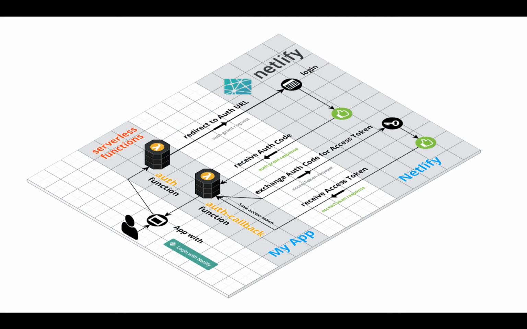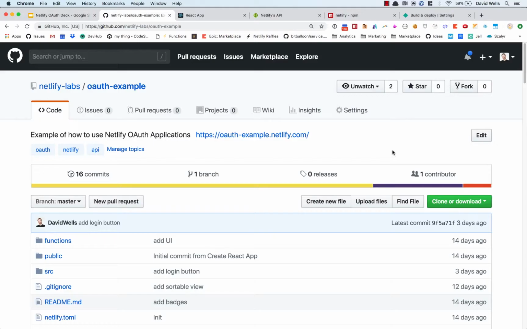This does look pretty complicated, but when we look at our code, we'll see that we just have two functions in our regular Netlify site, and that's pretty much it. And we'll go through setting up the actual OAuth application inside of Netlify. So let's do it. Show me the code. The repo, if you want to follow along, is inside of Netlify Labs under the OAuth example.